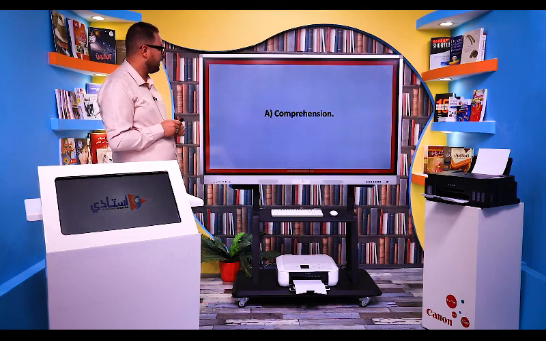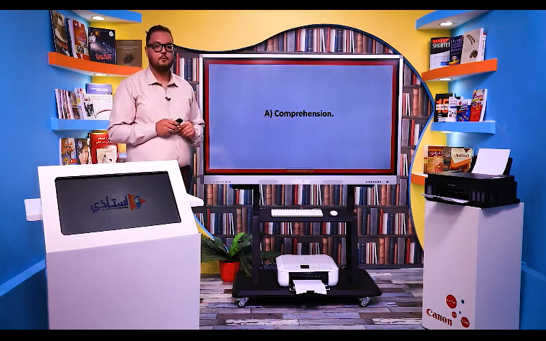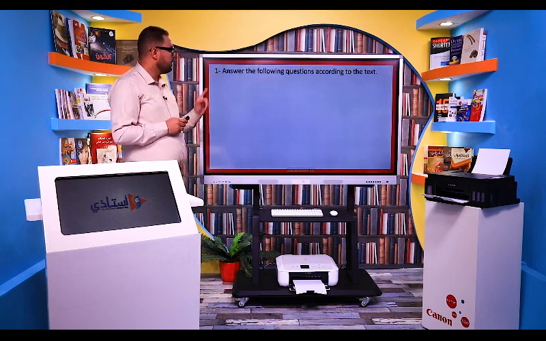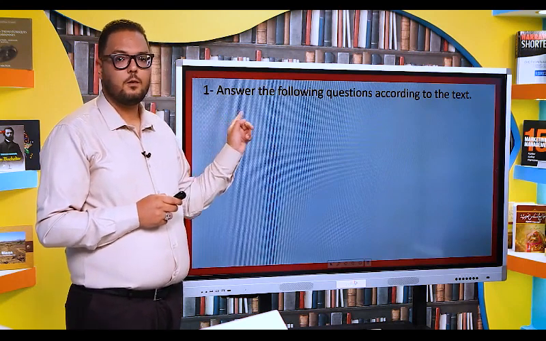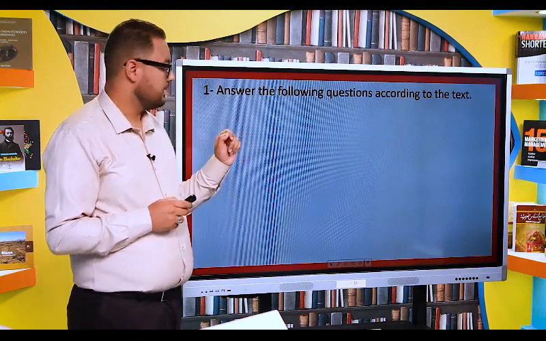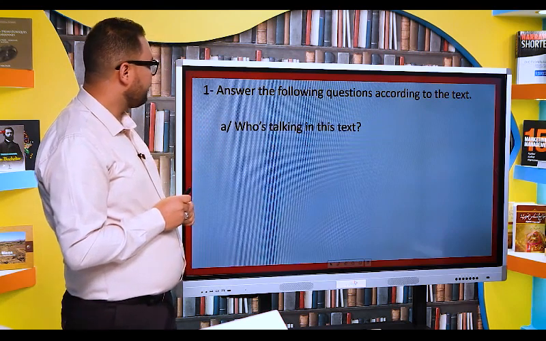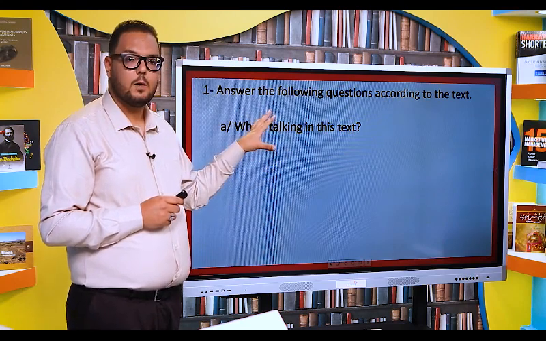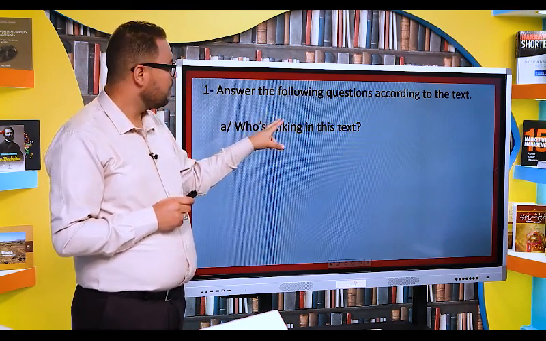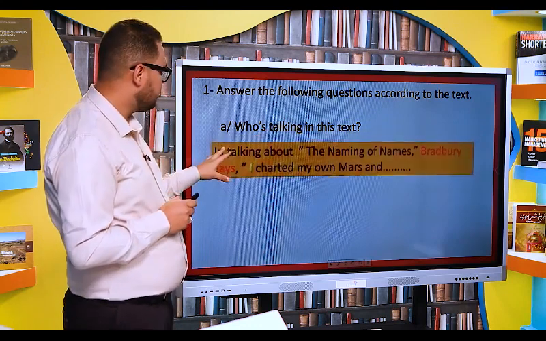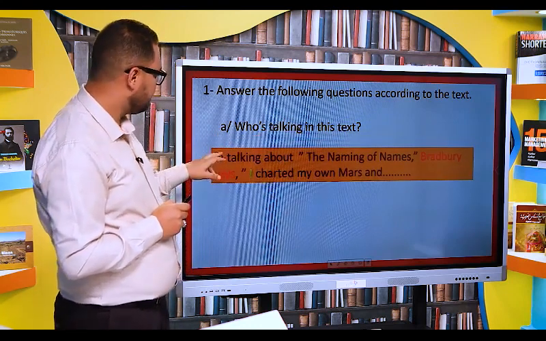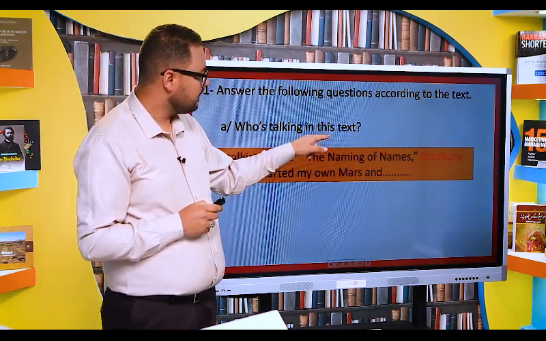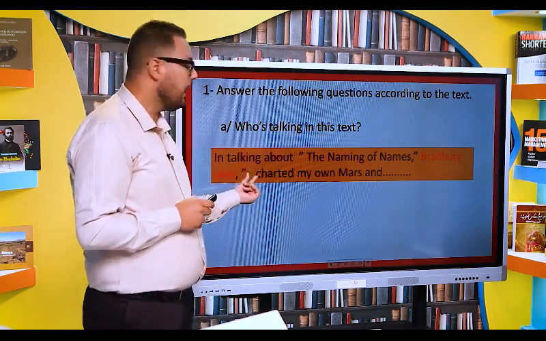The answers now. The answer for the first section, which is comprehension. For the question number 1, answer the following questions according to the text. A. Who's talking in the text? So we are searching about this, about who is talking in this text. If we see the text in the first paragraph, in talking about the naming of names, Bradbury says I.